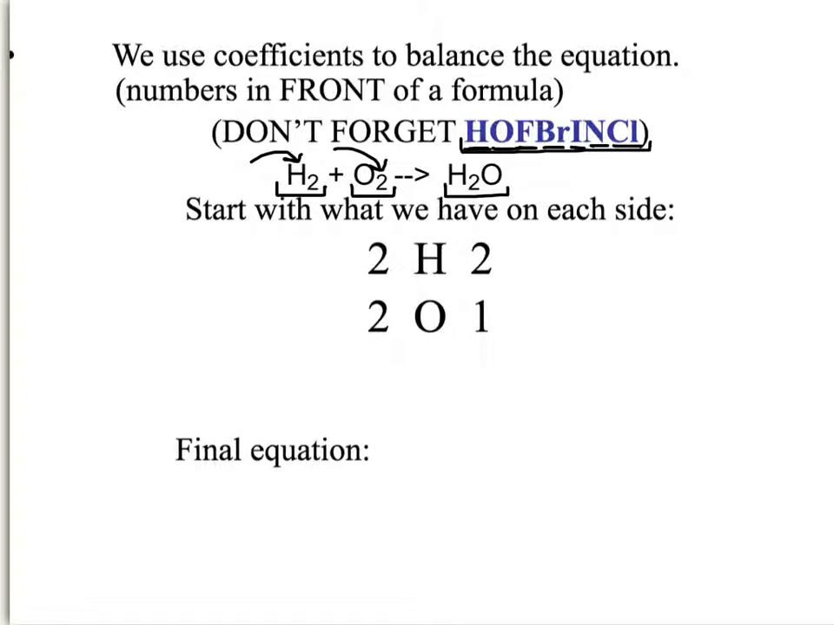So what we do is we're going to start with how many atoms we have of each element on each side. You'll notice in this reaction, I put our hydrogen and our oxygen in the center here because these are the 2 elements involved in this reaction. And now we're going to count them up. So the 2 here tells me that there are 2 atoms of hydrogen.